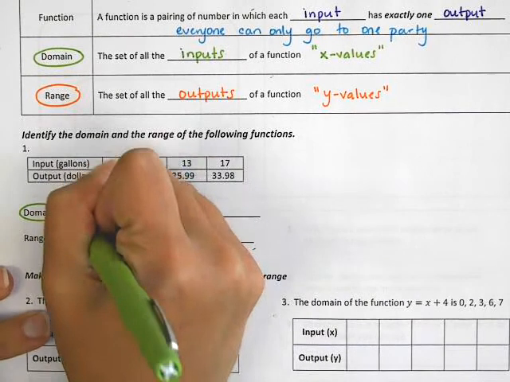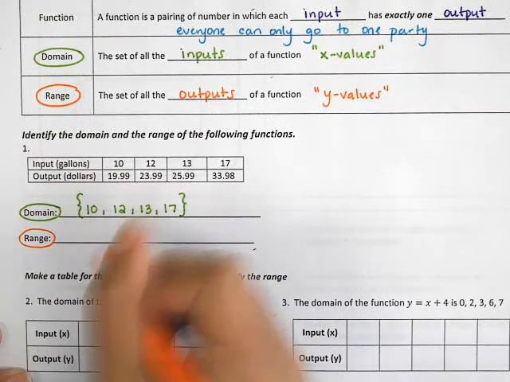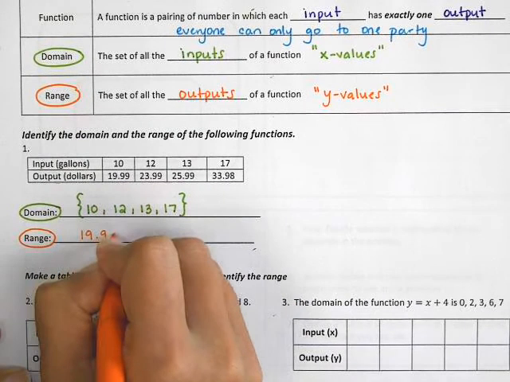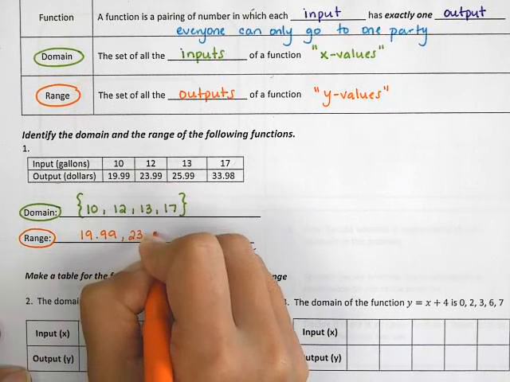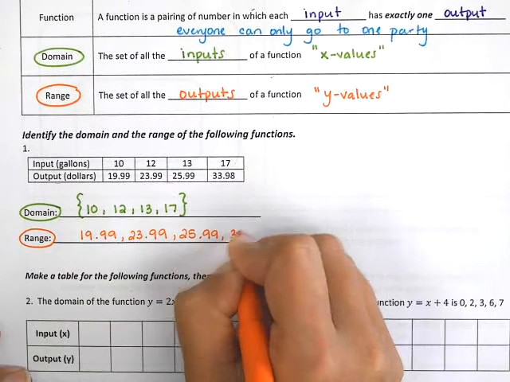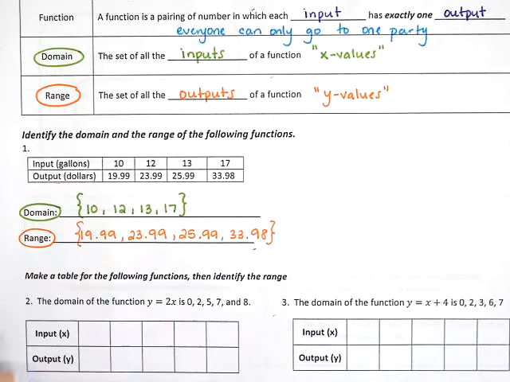So we use what are called squiggly brackets around our list. Please note that the squiggly brackets are required. If you don't have them, you will lose points for notation here. Now the range would be the outputs. So if I look at this chart, the second row says 1999, 2399, 2599, and 3398. And then I would put squiggly brackets around those to show that this is a special list called the range.